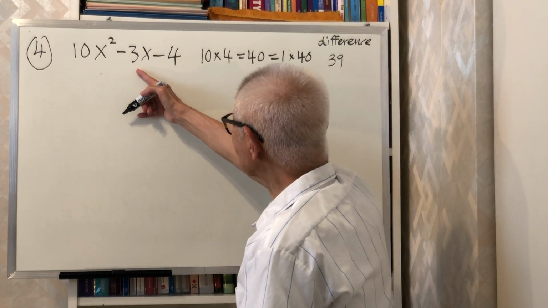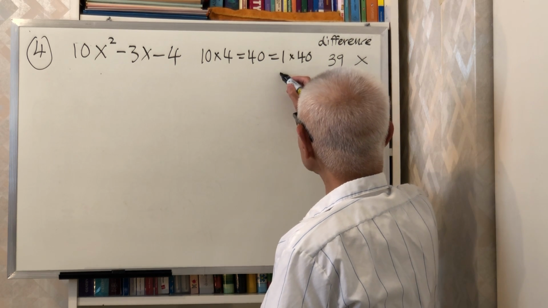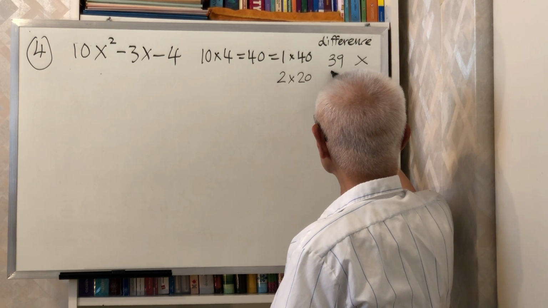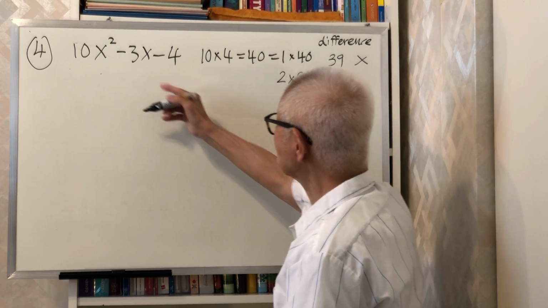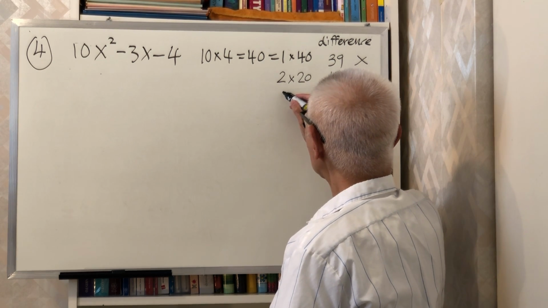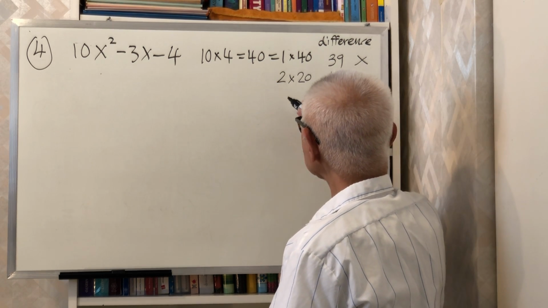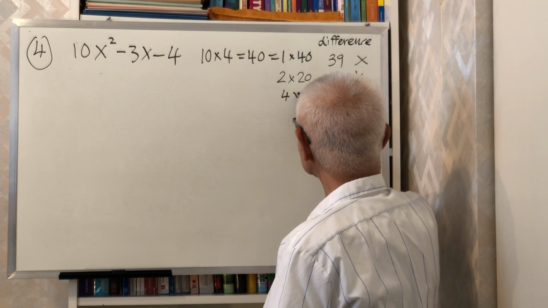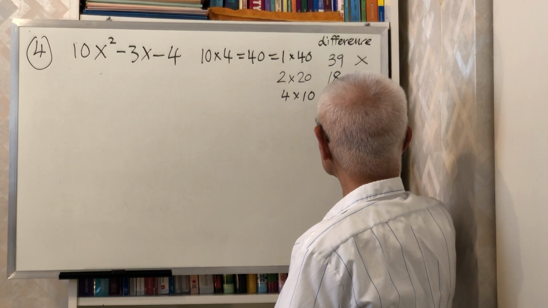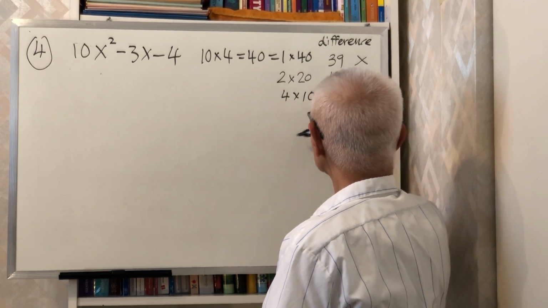I do not have 39, so that's not right. 40 can be written as 2 times 20. The difference is 18. I do not have 18. That's not right. 40 is not 3 times something, but I can write 4 times 10. The difference between 4 and 10 is 6, which is not 3. So this is not right.